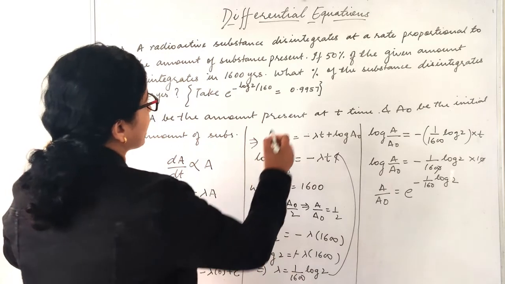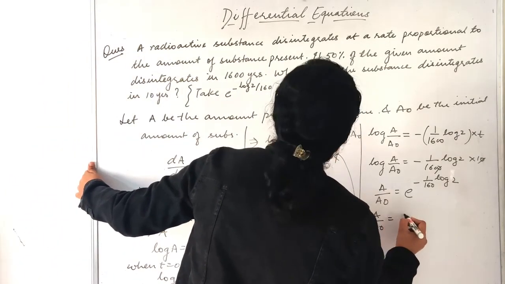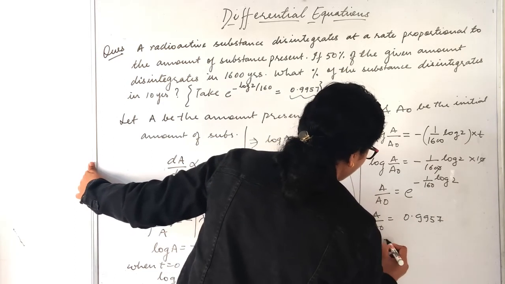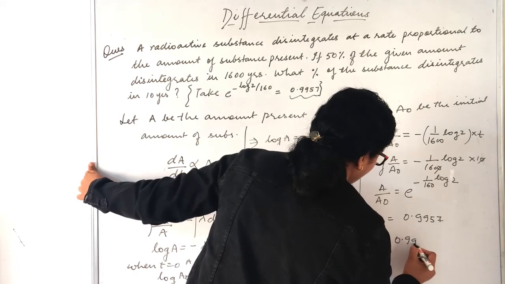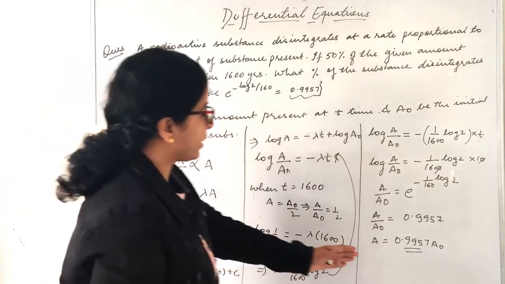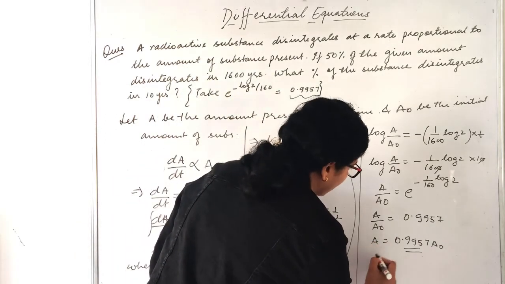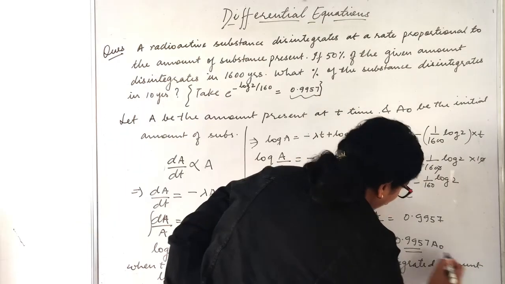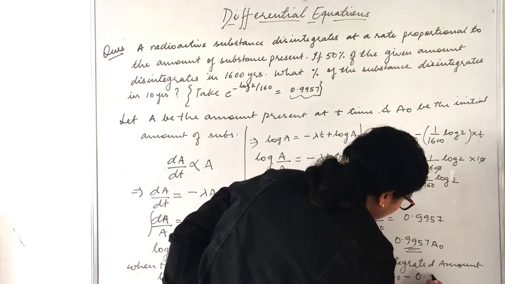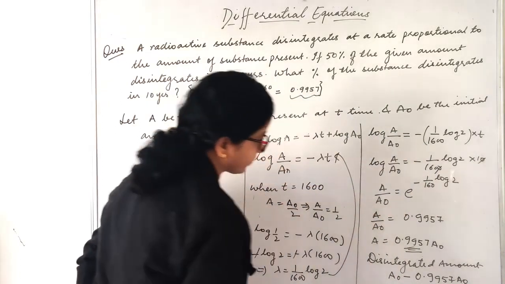And its value has been provided to us as 0.9957. So A is equal to 0.9957 A0. So this much amount is present after disintegration in 10 years. Okay. So how much is disintegrated? So from the original I have to subtract this part. So A0 minus 0.9957 A0.